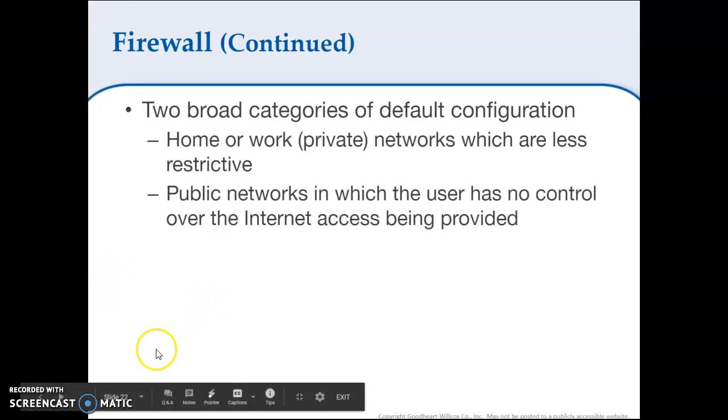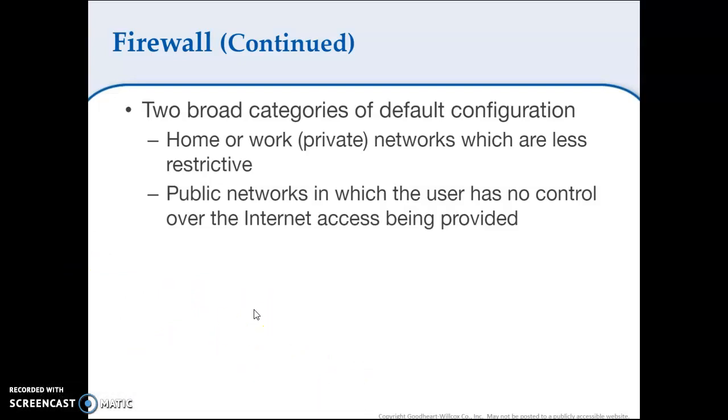And that firewall, not quite done yet, one more slide. So to conclude the firewall here, there are two broad categories of default configurations. There is a private network, which is a home or work network, and a public network, where the user has no control over the internet access being provided, such as a public Wi-Fi. Obviously, you have more control over securing yourself on a private network than you do on a public network. So be extra careful when you are operating your PCs or your other mobile devices on public networks, as you are not quite as secure.